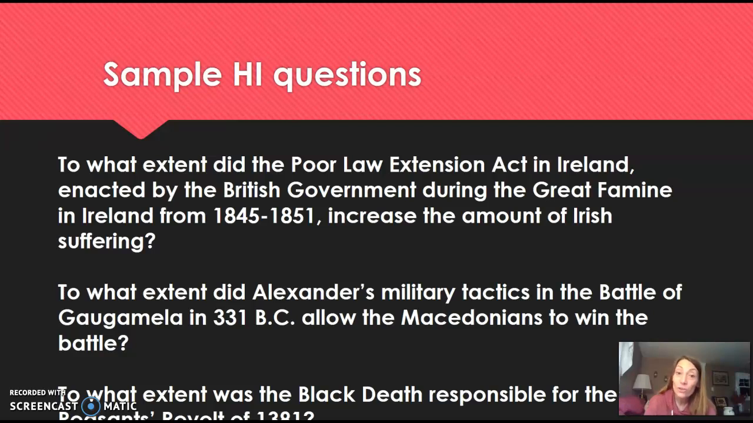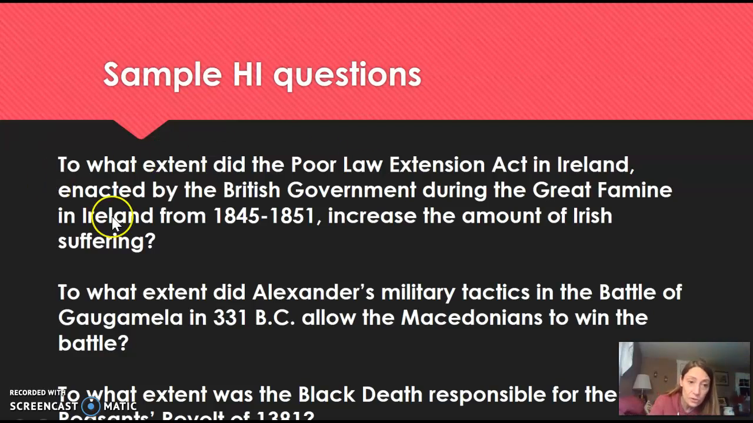Maybe there was an alternative answer. It didn't at all increase the amount of Irish suffering. She was going to investigate, to what extent did this law increase the amount of Irish suffering? Maybe it did a lot. Maybe it did a little, maybe it did in some ways and not other ways. So there's a whole spectrum of answers that she could evaluate and weigh.